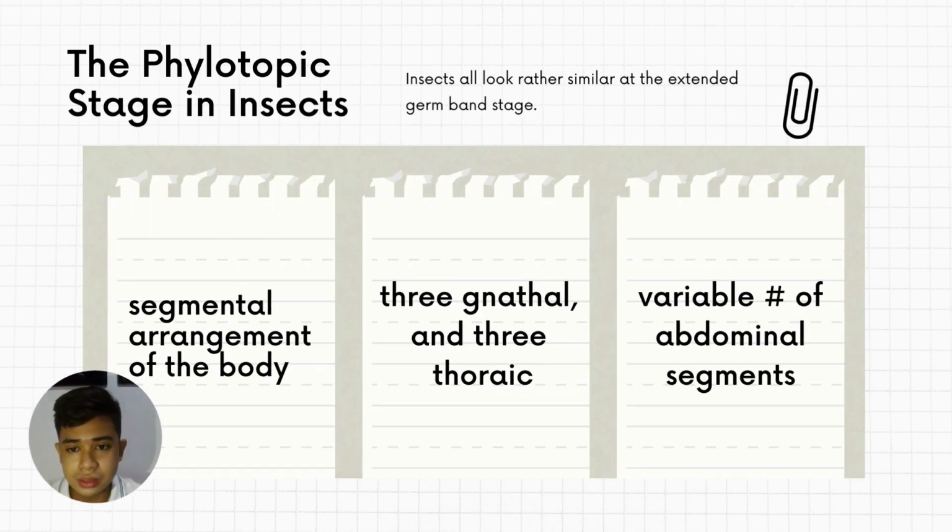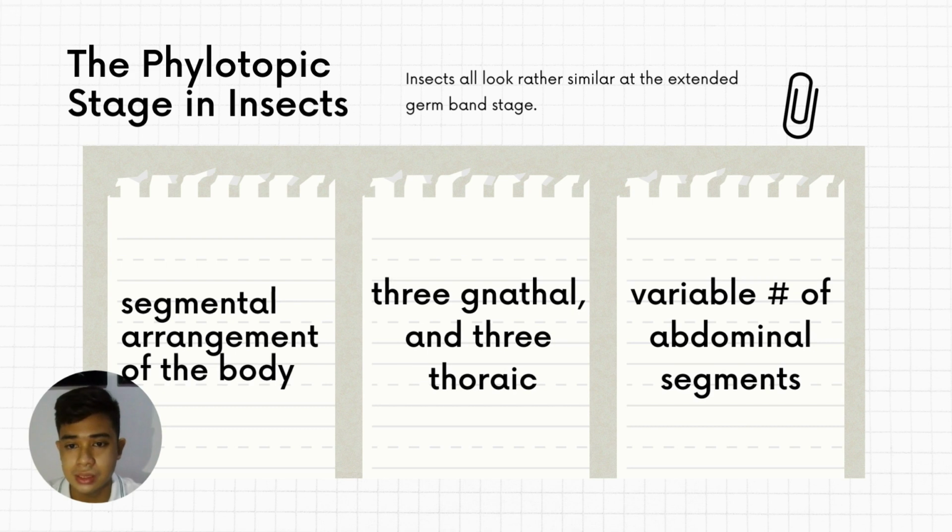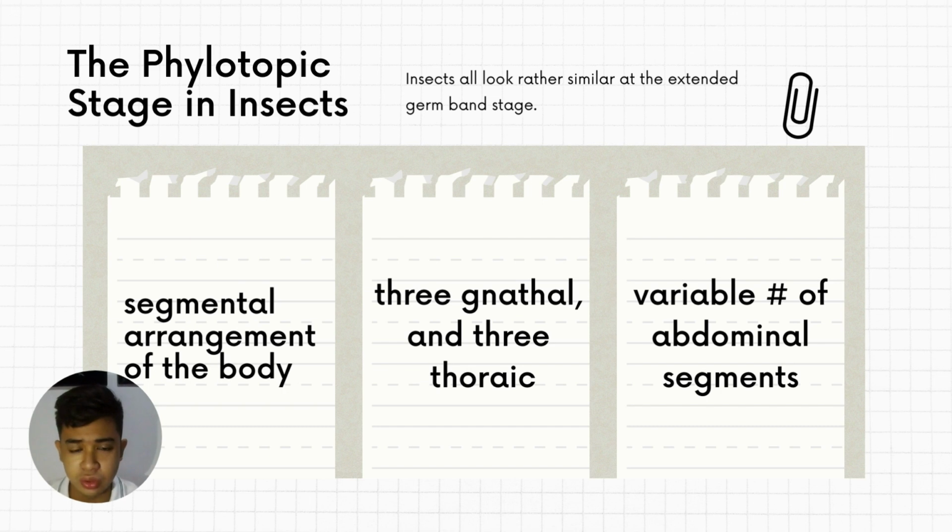For example, insects all look similar at the extended germ band stage. At this stage, the segmental arrangement of the body of insects is very obvious. For example, they all have three gnathal, three thoracic, and a variable number of abdominal segments. The extended germ band is reached before dorsal closure of the embryo and consists of a plate composed of ectodermal and mesodermal components. For example, there is a ventral nerve cord, but most details of the future epidermal structures are yet to appear. And the endoderm, in terms of the anterior and posterior midgut invaginations, has yet to form.